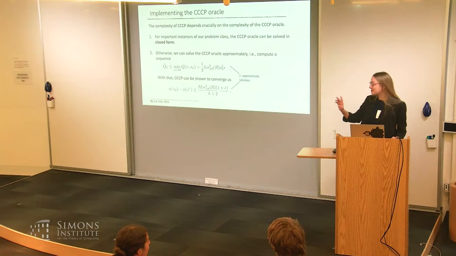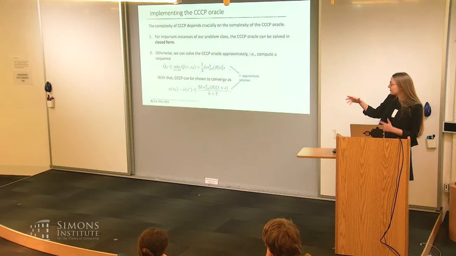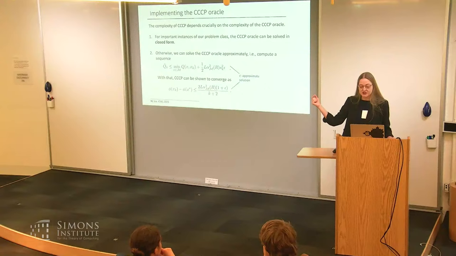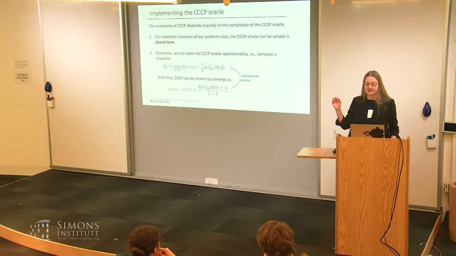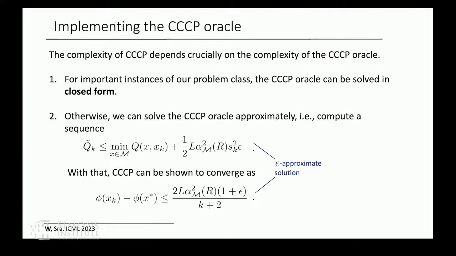Just one note before we get to actual examples. Of course, there might be settings where we cannot solve the CCCP oracle in closed form, right? And then, solving the subproblem, the only thing we can do is to call a numerical solver and solve the subproblem approximately. So we won't have an exact solution, and that will introduce an approximation error. In that setting, we can show that we can still get sublinear rates as long as we get a sufficiently good approximate solution to the subproblem, and that only makes our constants slightly worse, our convergence rates, but we can still show a sublinear rate.